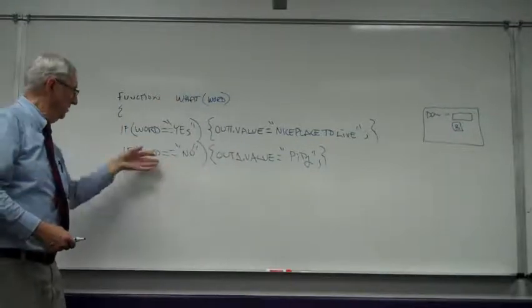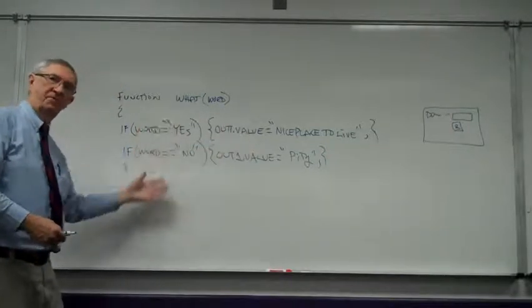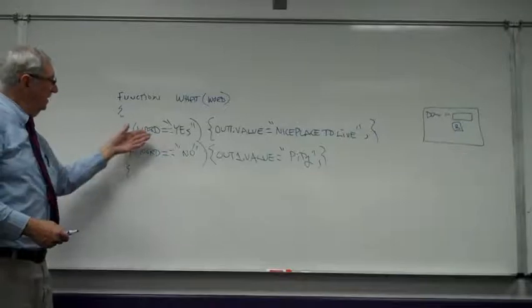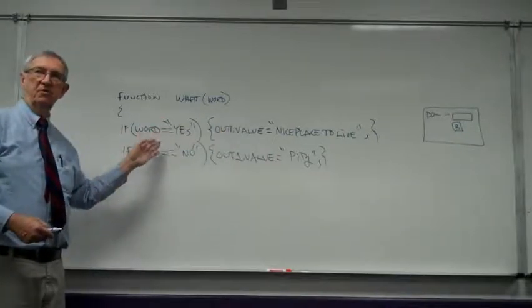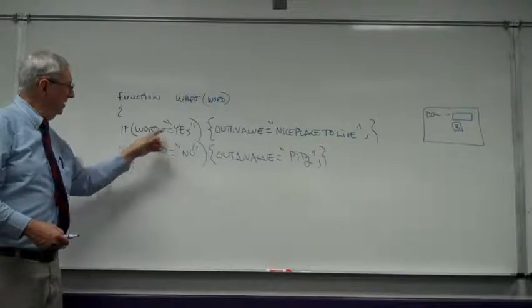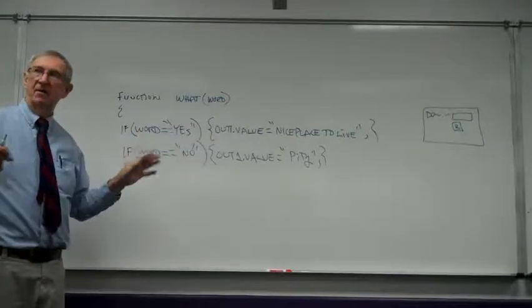And then it looks at this one and says, well, is this true? If it is, do everything over there. If it isn't, just fall through and do nothing. So what the if statement does is it allows you to do stuff if a certain condition is true, okay? In this case right here, we're saying if the word they sent in is equal to the word yes, then it is true.